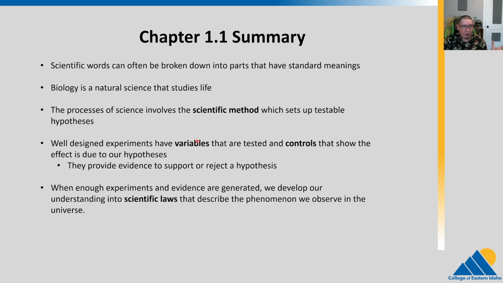So we've talked a lot about how scientific words can be broken down into parts to understand them. We talked about biology, it's the natural science that studies life. And we talked a lot about the scientific method, setting up testable hypotheses. Well-designed experiments have variables that change and are tested, and then controls that show that any effect we saw was due to our variables, not something else. And they either provide evidence to support or reject our hypotheses. When we do enough experiments and gather enough evidence, we compile that into scientific laws that describe the phenomena we observe in the universe.